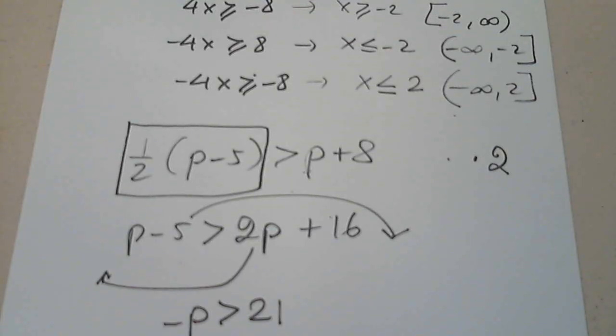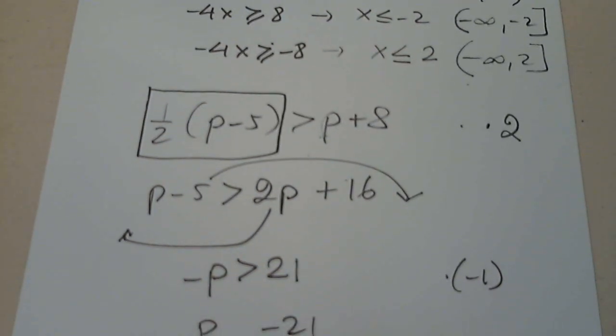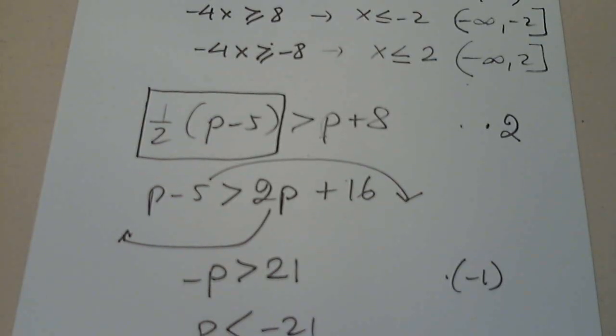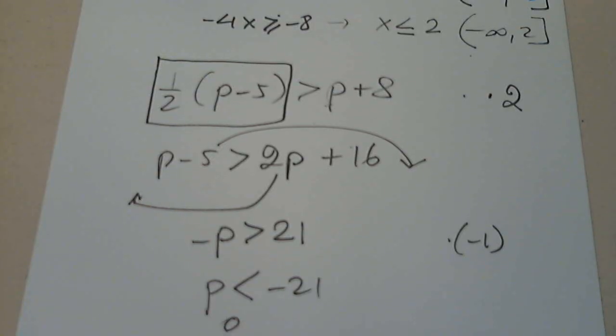What do I need to do next? Divide by a negative. Yes. Divide or multiply by negative 1. So I get p and negative 21. What do I need to do? Flip the sign. Yes, flip the sign. And now, the graph. They want us to do all.